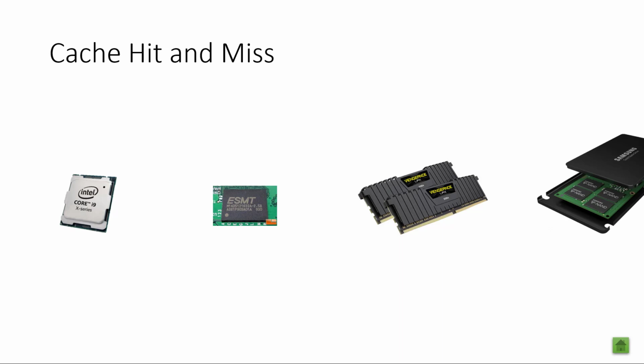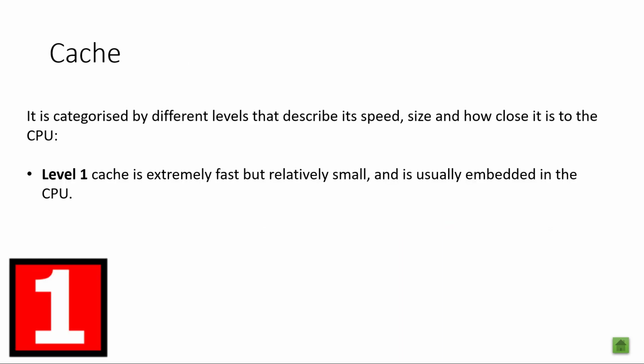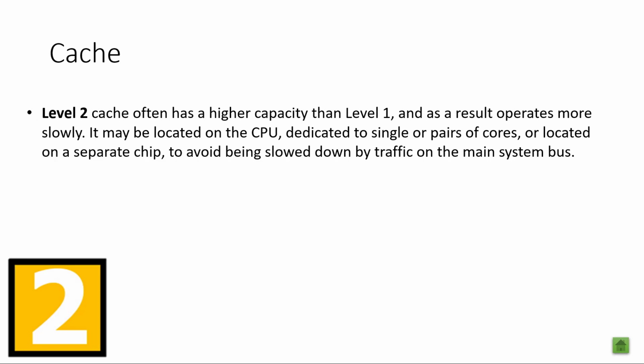And you've got different levels of cache. So cache level 1 is extremely fast, quite small, and also very expensive. It's embedded into the CPU, so it's directly next to it to speed up that transfer process by physically not traveling that far. Level 2 has a higher capacity than level 1, but it does operate more slowly. It might be located on the CPU, dedicated to a single core or a pair of cores, or located on a separate chip.